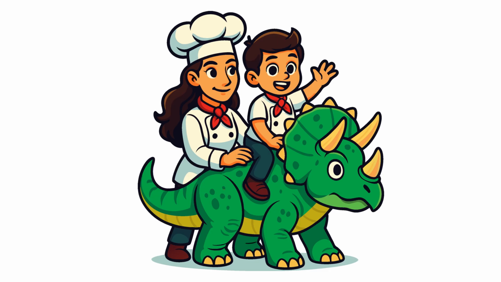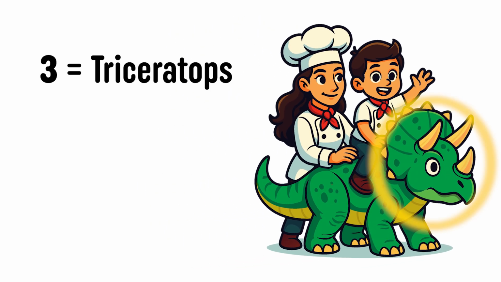Thomas Jefferson was the third U.S. president. This image represents Thomas Jefferson. The number 3 is represented by a triceratops because triceratops have 3 horns.